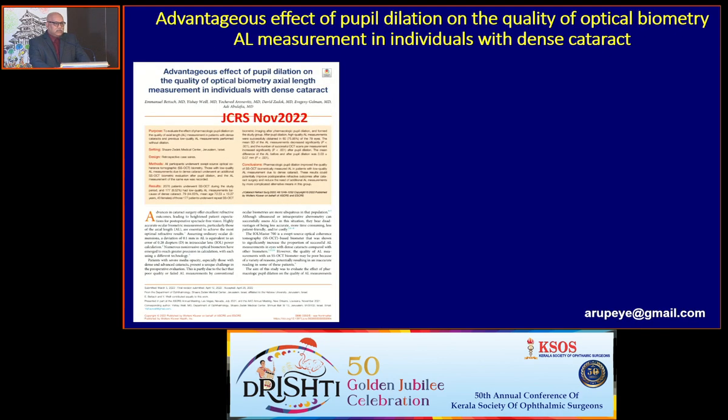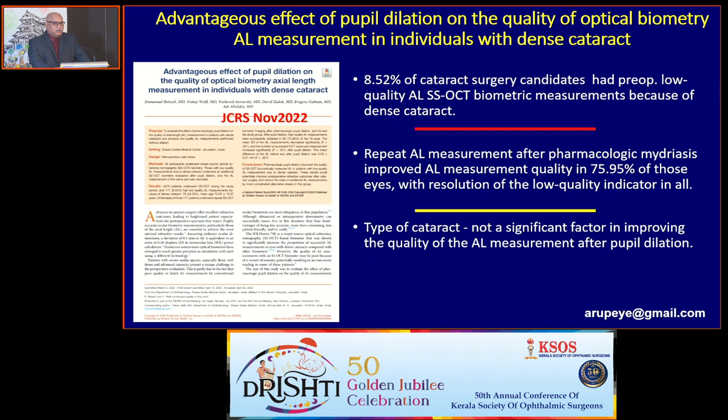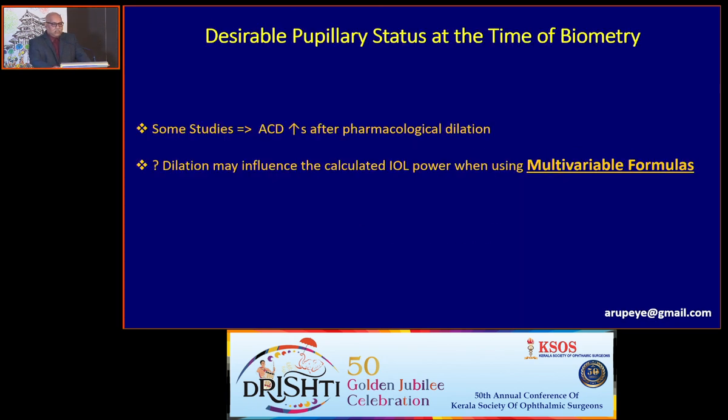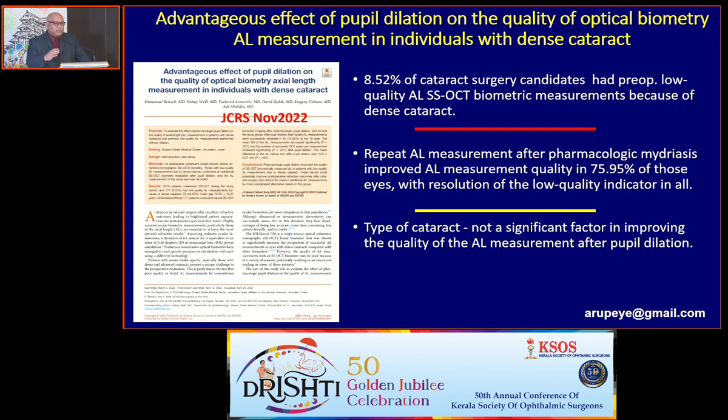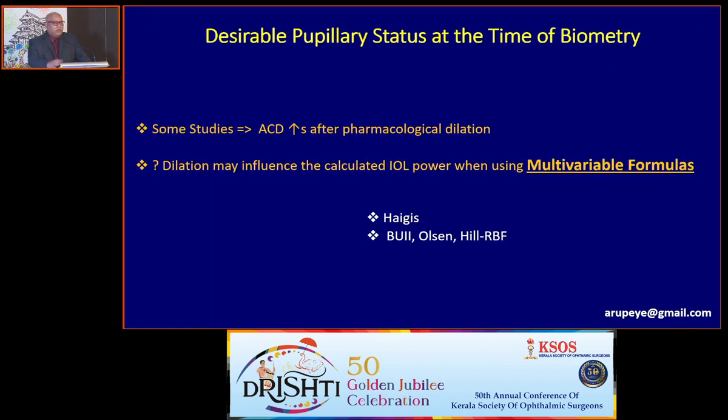Now, recently there was a study using the IOLMaster 700. It showed that 8.52% of cataract patients had very low quality biometric measurements because the cataract was dense. And once those cases were dilated, in almost 76% of the patients, the biometric values improved. So there is some role for pupillary dilatation in case you are not getting proper biometric measurements, even with the optical biometer.